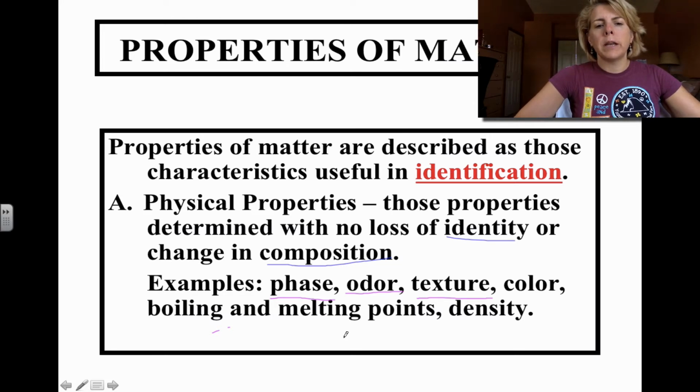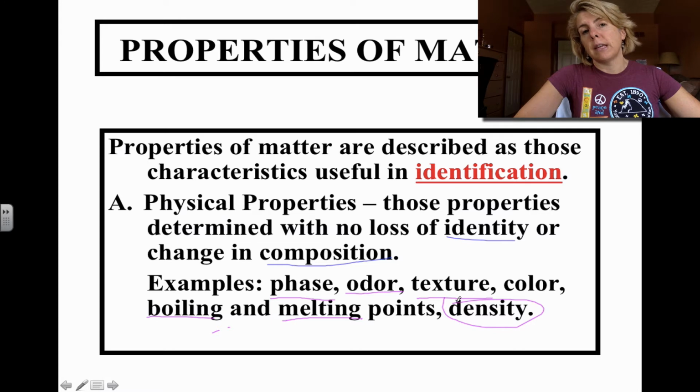Now, the ones that you might not be familiar with are things like boiling and melting points, and we're actually going to look at those in detail in a moment. And then lastly, density. Density, you can easily obtain that in the lab. You just need to know the mass of the matter and then the volume. And with that, you could calculate the density, and you can apply that to a known value that has been determined in the lab.